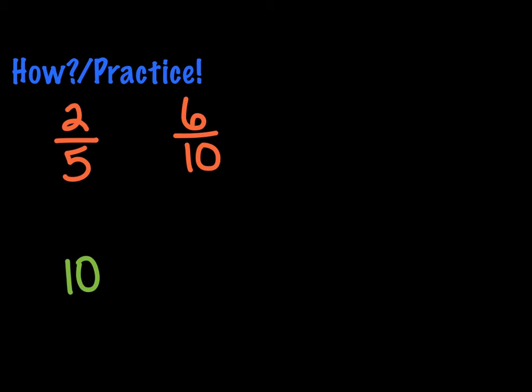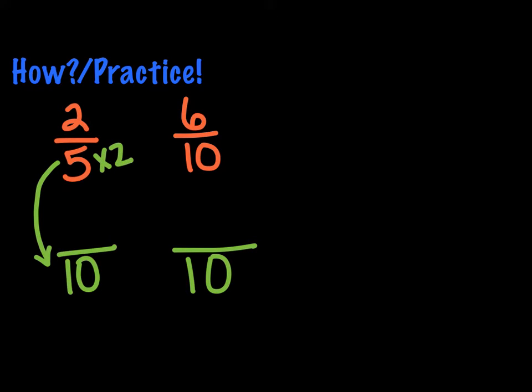So if I change my denominator to 10 and I make a new and improved fraction, what did I do to my 5 to make it become 10? I multiplied times 2. So that means if I multiply my bottom times 2, I need to take my top times 2. So now my new fraction becomes 4/10. So 2/5 is equivalent or equal to 4/10.